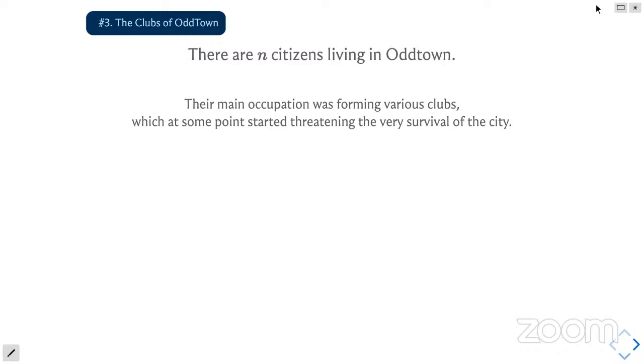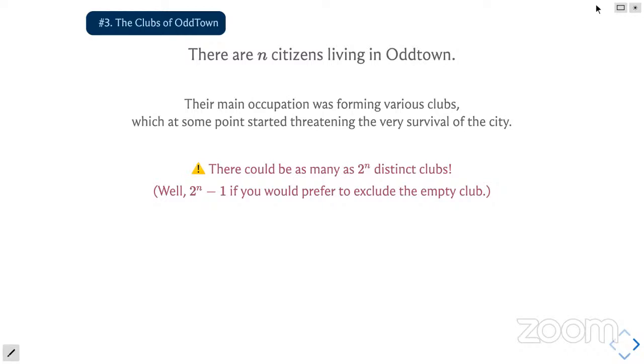If you have no constraints, as was the case in the beginning with Odd Town, you can form exponentially many clubs. So in fact, I should say 2 to the n minus 1, because I already said you can't have the empty club. But if you want to have a fantasy situation where you allow for the null club, which is a cool club which doesn't have any members, it's super exclusive, then you have 2 to the n clubs. So that's the situation that the administration finds itself in. So they want to cut down on the number of clubs.